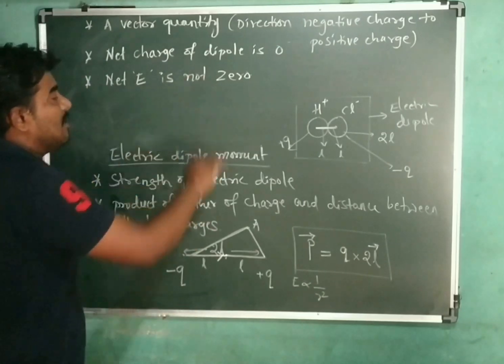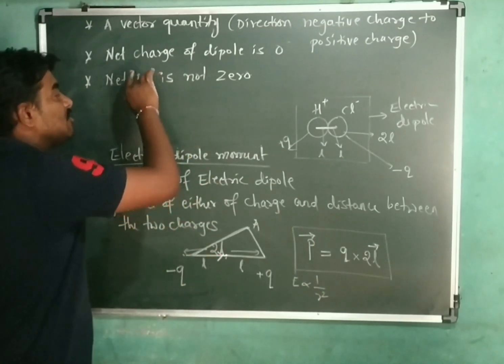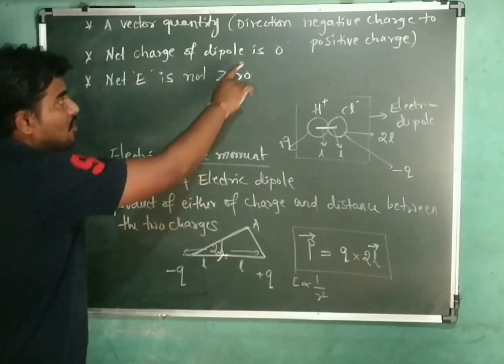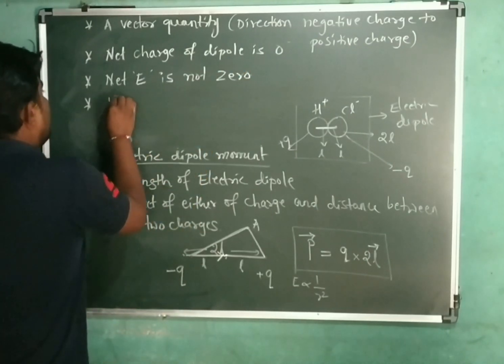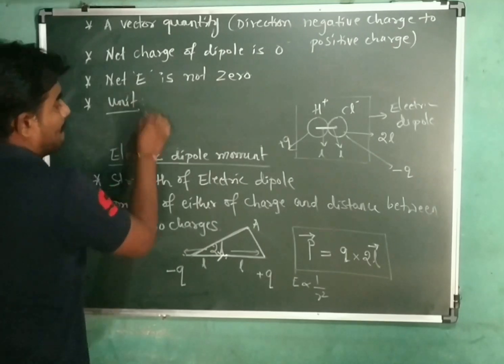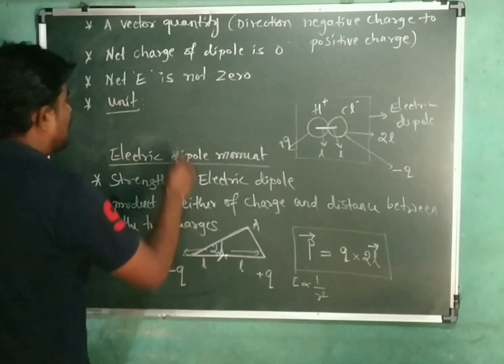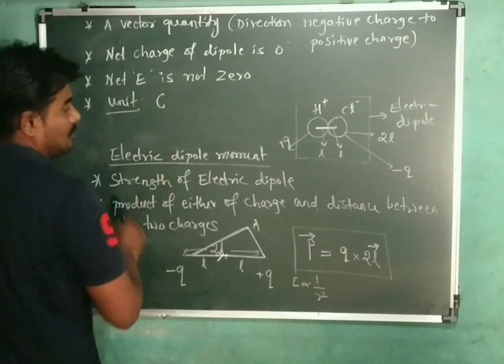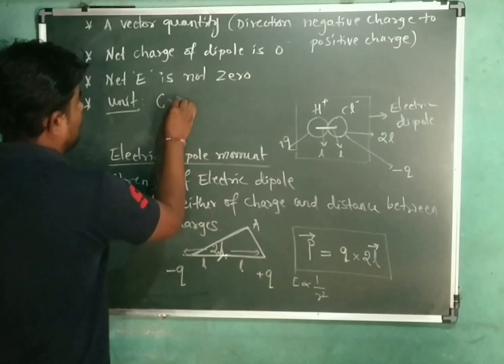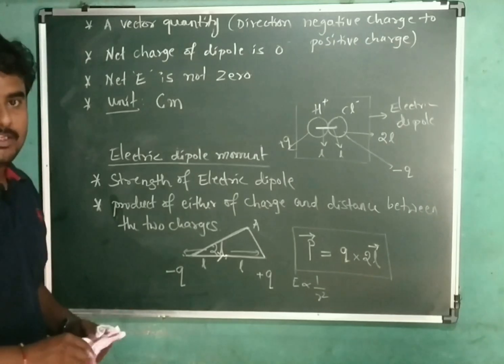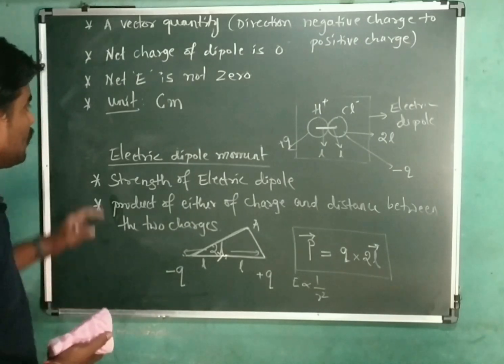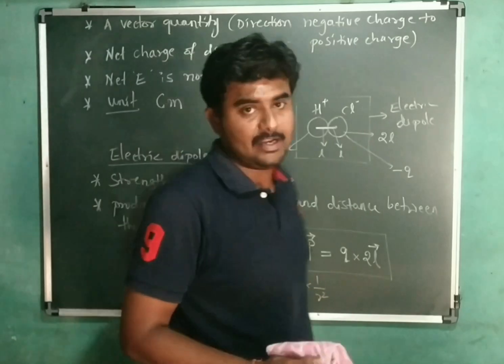Therefore, electric field is non-zero, but electric charge, the net charge of the dipole, is going to be 0. And its unit is Q. Q is what? Charge. Charge unit is coulomb, and it is meter. Coulomb meter is unit of electric dipole moment. Okay, so this is all about electric dipole moment and electric dipole.